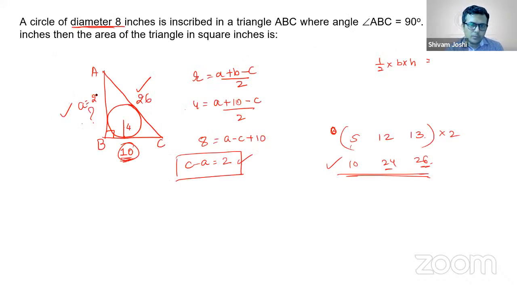This is 24. Now it's very easy for me to find out the area, which is half into base, which is 10, height, which is 24. So it should be 120.